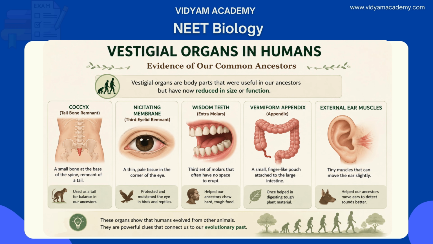That's why all four in option A are standard, accepted vestigial organs. That's why option A is the right answer. That's exactly what question number 4 demands.